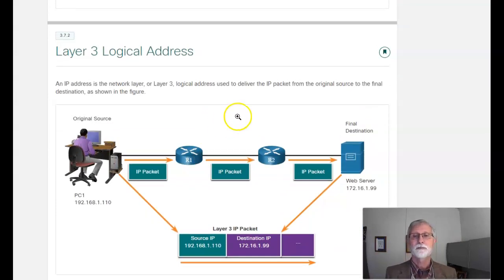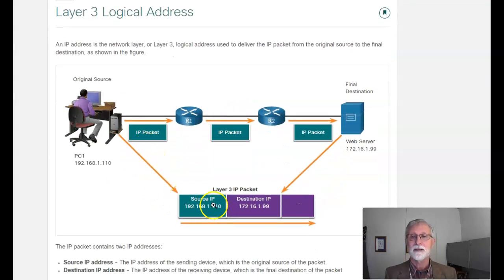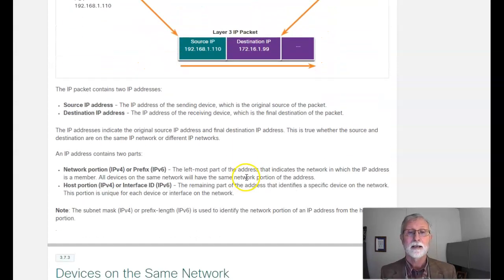Here's an example of logical addresses. You've got a packet with a source and a destination IP. Now remember, I need source and destination MAC addresses and source and destination IP addresses. As you go through these different layers, you're going to see that.